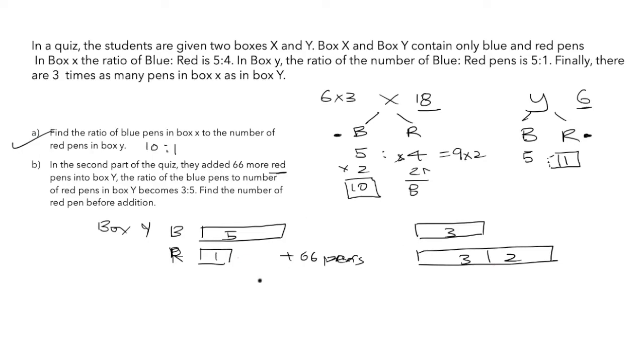Okay, so it's asking what is the number of red pens that I have before the addition. I know that the red pen in box Y changes, but the blue pen in box Y did not change. So these two definitely should be the same, right? So how can I make it the same? Over here I times 3, and over here I times 5. And then this I times 5, and over here I times 3. So when I make the adjustment of the blue pen and red pen, this is what I'm going to have.